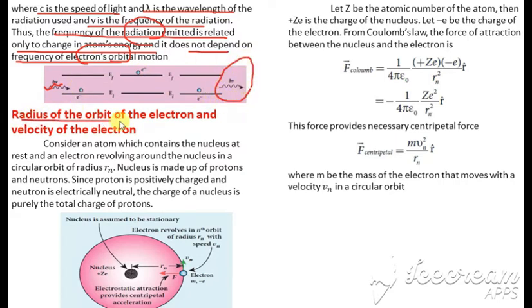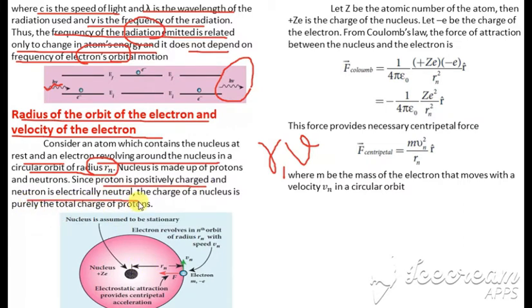Okay, next is the radius of the electron and the velocity of the electron. So we are going to find the equation for r as well as v. Considering an atom which contains the nucleus at rest and the electrons revolving around it in a radius Rn, since the proton is positively charged and the neutron is neutral, the nucleus has a total charge of only the protons. So Z is the atomic number, and so we have Ze as the charge of the nucleus and minus e as the charge of the electron.